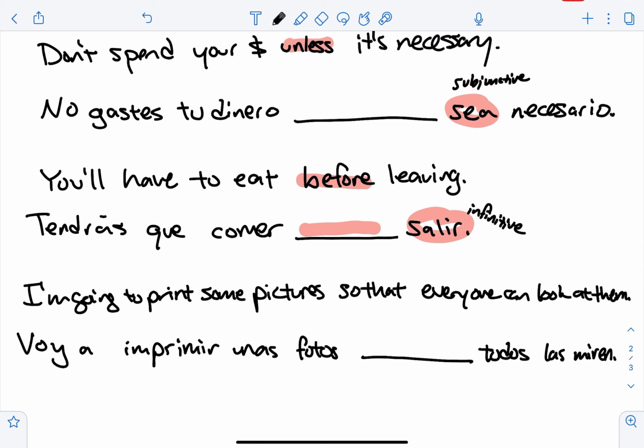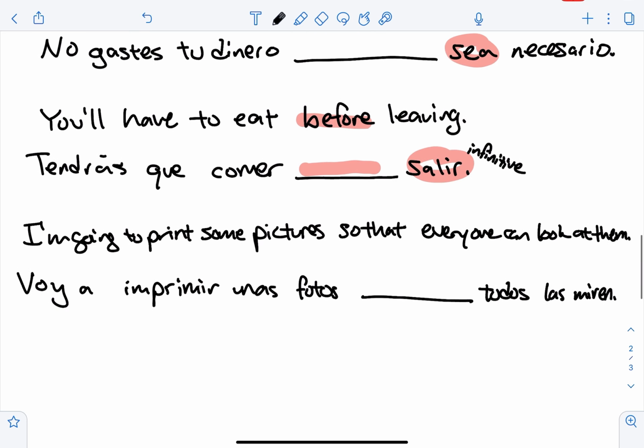I'm going to print some pictures so that everyone can look at them. ¿Cómo se dice so that? And miren is in the subjunctive, so you will use the form with the que in it. Voy a imprimir unas fotos para que todos las miren.